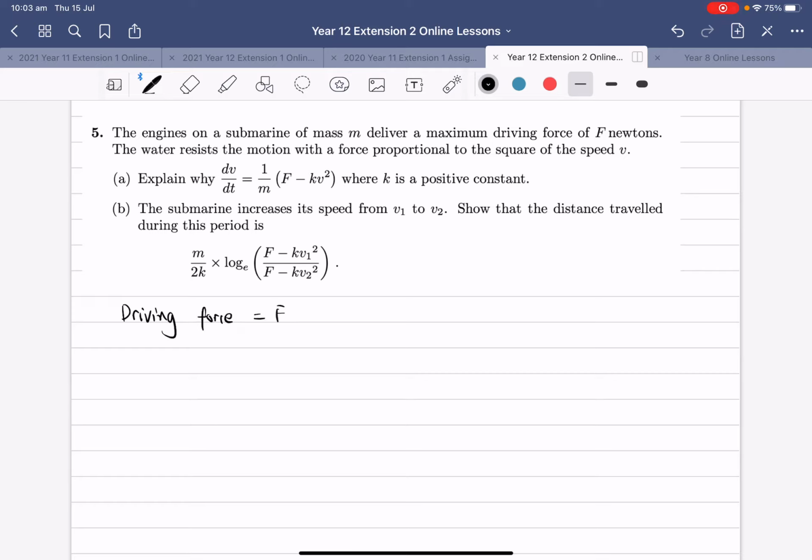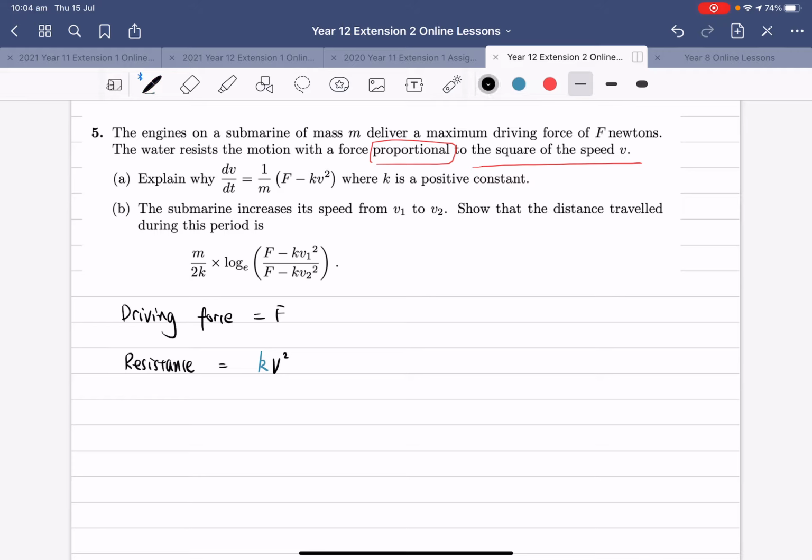And then we also have the water resistance, or the resistive force. So the resistance is proportional to the square of the speed, that's important. The square of its speed, so in this case it is v squared. But just because it's proportional to, we also need to have a k in the front for the proportionality constant. We don't really know the constant number in front of the v squared, so we'll just put a k there.